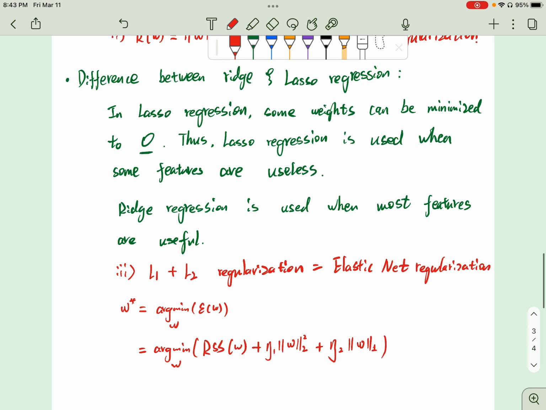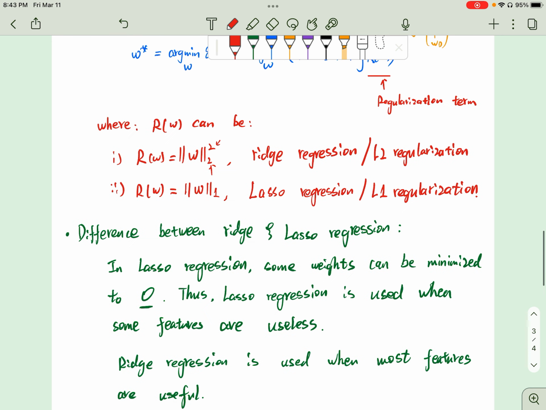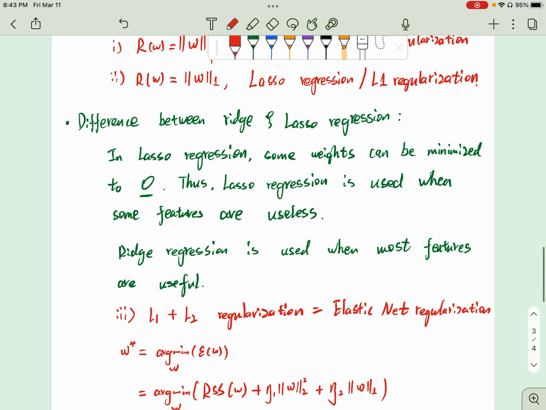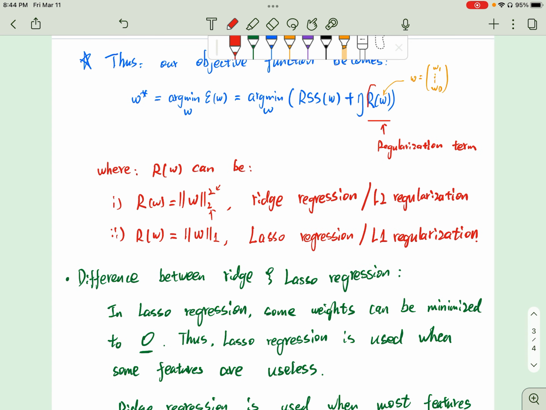Thus, we can see that the elastic net regularization is nothing but a combination of ridge regression and lasso regression, right? So it just combined those two. Okay, and I have covered what is the regularization term. It's nothing but these weights, these vector weights. And how about this eta here? This eta is also very important.